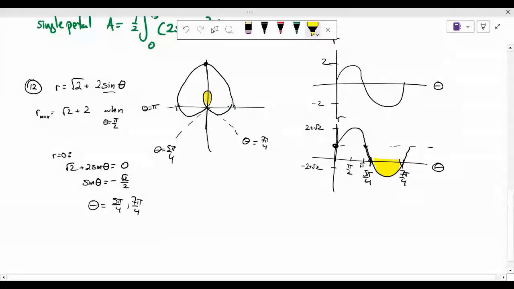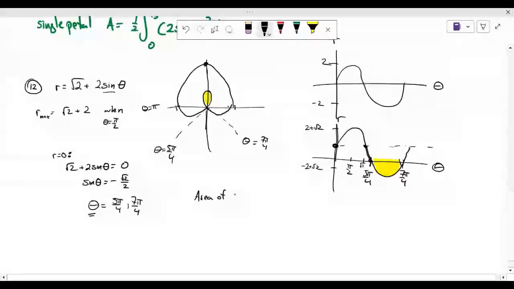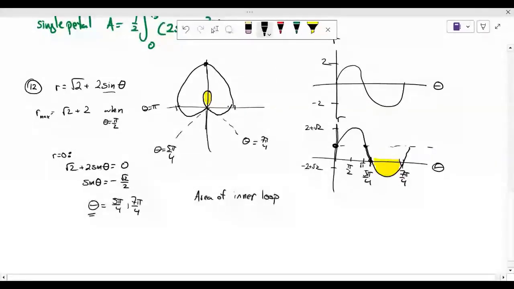All right, so we found the values of theta where r is 0, and if they ask for the area of the inner loop, you would have to find the correct bounds, right? The inner loop of this limacon. So what can you do if you don't know the graph exactly? Well, you can just choose test points for theta to see.